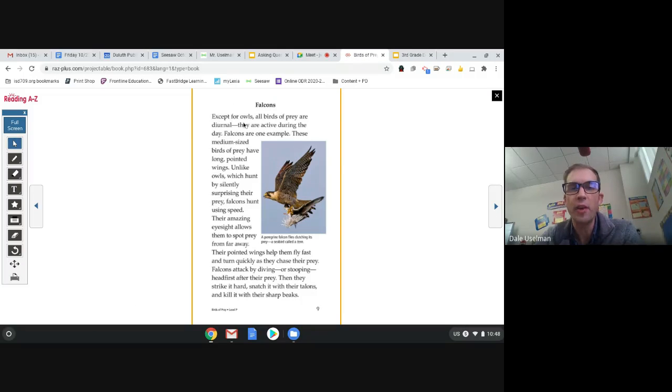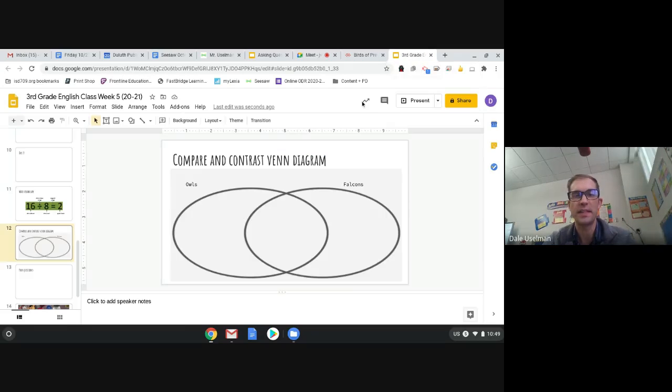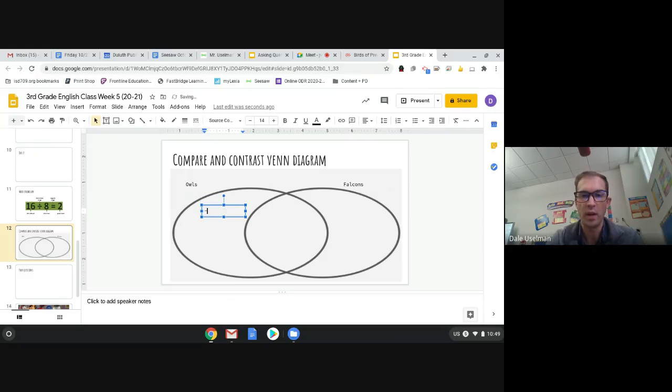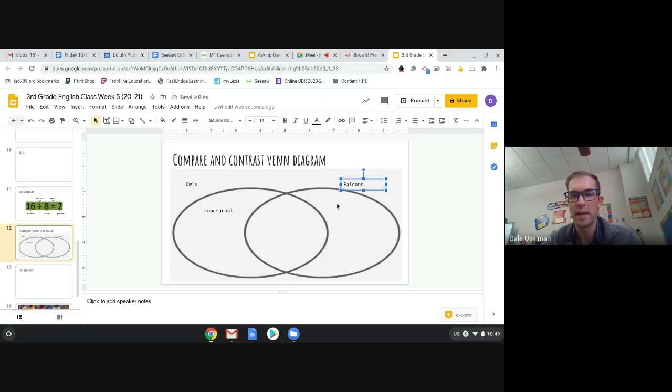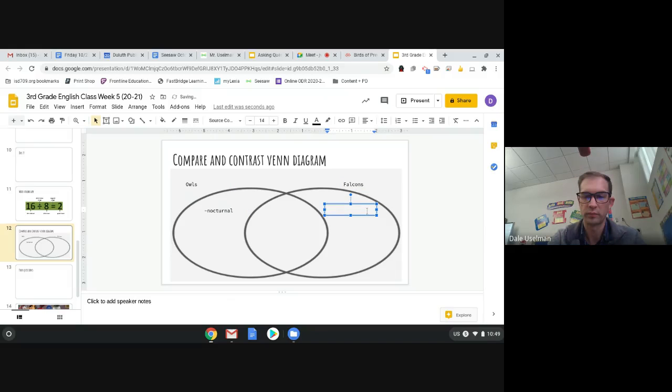Falcons. Except for owls, all birds of prey are diurnal. They are active during the day. Falcons are one example. Boom! Right there, we automatically have something that's different between owls and falcons. So I'm going to go ahead and write that in. Owls, we know, are nocturnal. I'm going to use that dash there. And then falcons, we just said, are diurnal. Owls are active at night. Falcons are active during the day.